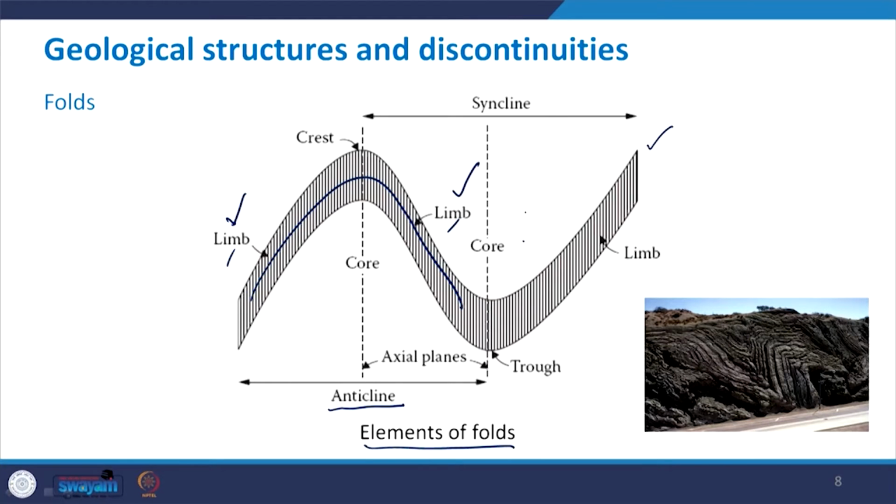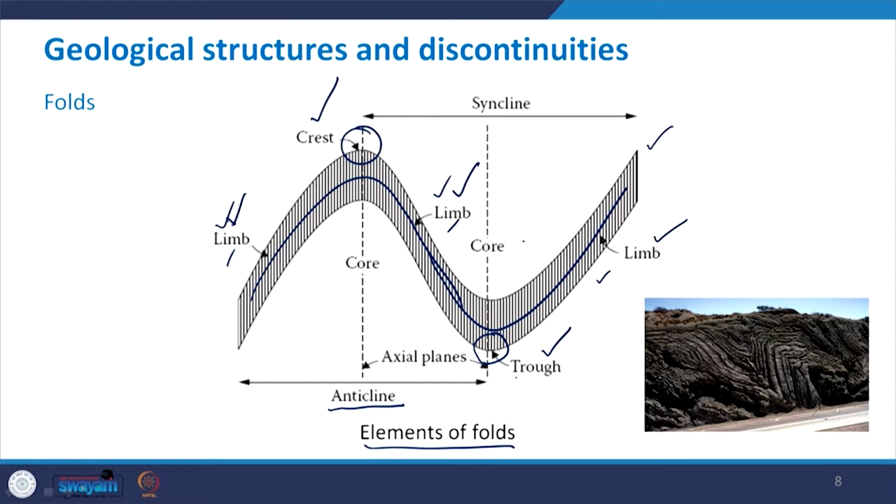However, take a look on the syncline. In this case, this is what is your syncline. In this case, the limbs on both these sides, they dip towards the axis of the fold. Now, the highest point of any anticline is called as crest, and the bottommost point of any syncline is called as trough. Obviously, we have already seen that the sloping sides, they are called as limbs.